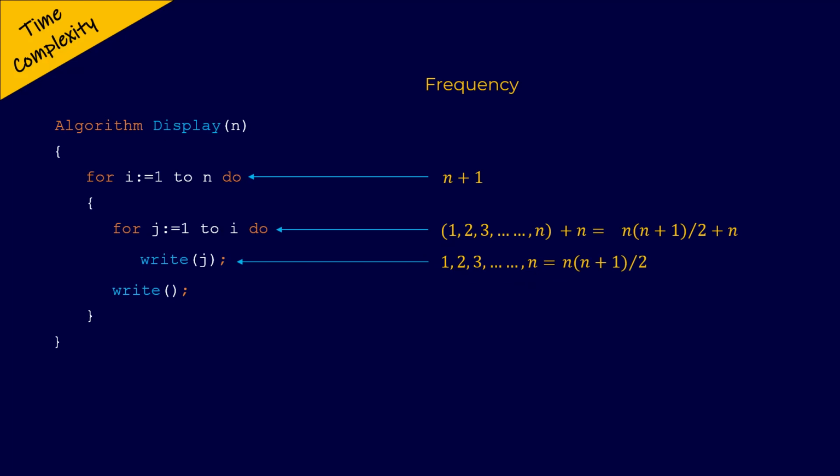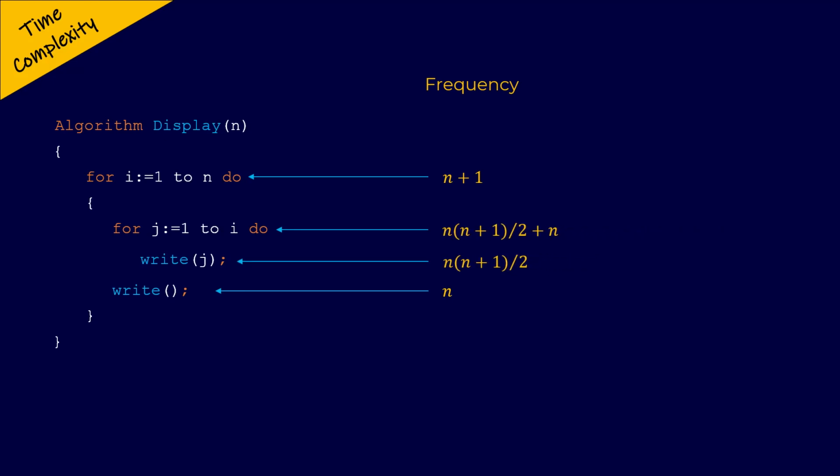Then we have the statement with the write function, which will just display a blank line. And this is a primitive statement, so it will take unit time. But since this write statement is within the for loop of i, therefore the write statement will be executing n times. So the step count of the entire algorithm will be n square plus 4n plus 1.